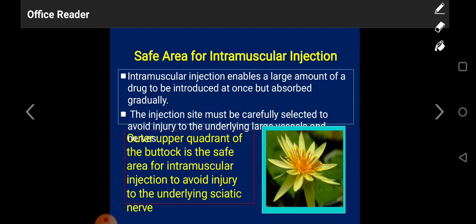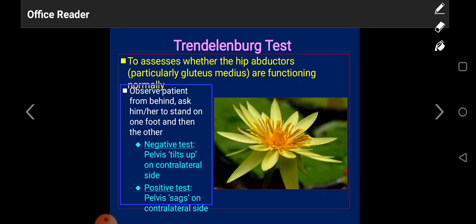Then the safe area for intramuscular injection in the gluteal region is the outer upper quadrant of the buttock, because here there is minimal chance of injury to the sciatic nerve.